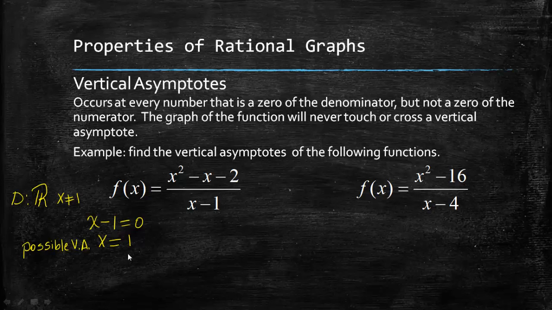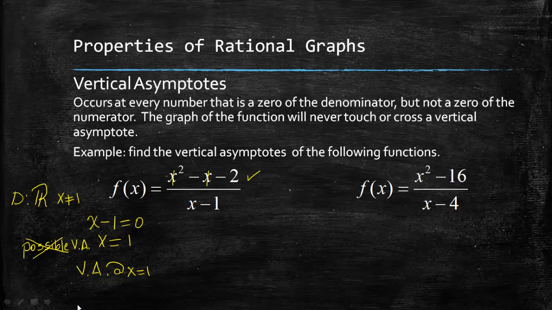So let's check. If x is equal to 1, I'm going to check in my numerator. So I'm going to plug in 1 squared. I have 1 squared minus 1 minus 2. 1 squared is 1. 1 minus 1 is 0. And 0 minus 2 is negative 2. That checks out. It didn't give me a 0 in the numerator. So that means that this is no longer a possible vertical asymptote. It is the vertical asymptote, and it happens at x equal 1.